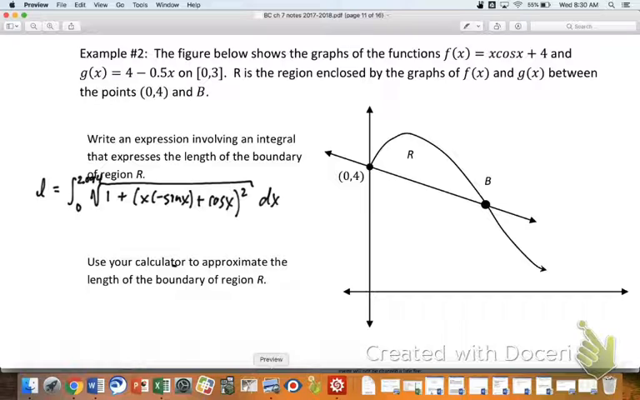Okay, so 2.094. So this should be the length of the curvy part of R. But then we need to add to that the length of the line, right? So you could just do the straight up distance formula for the line segment if you wanted to. Or, honestly, you could just do another arc length. You could say the integral from 0 to 2.094 of the square root of 1 plus... The reason this might be easier is because the derivative for this line is super easy, negative 0.5, dx. And that essentially is the distance formula right there.